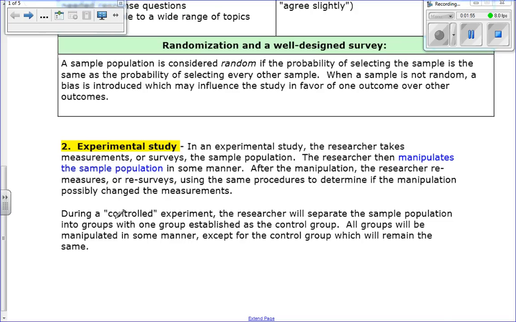Okay, we have a controlled experiment. That's like that Regents exam question that we talked about a while back. The researcher will separate the sample population into groups, with one group established as the control group. All groups will be manipulated in some manner except for the control group, which remains the same. This was like the fish eggs, and we put the box over the one and not over the other.